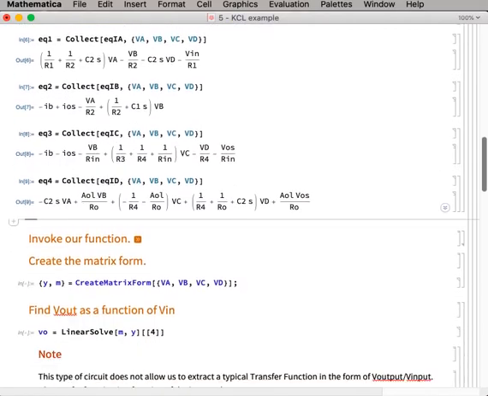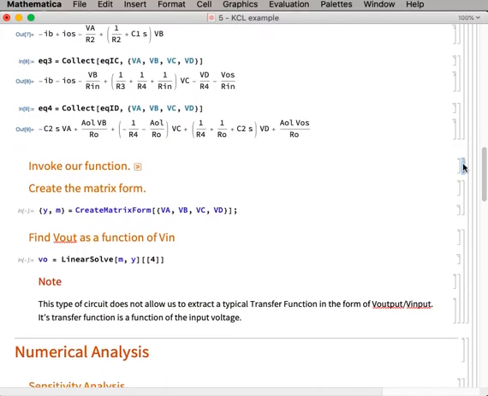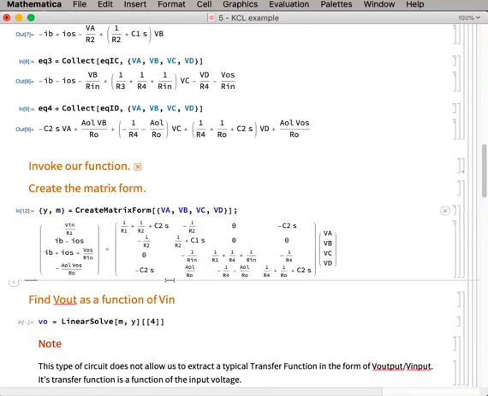Now we're going to invoke the function that we created in the second video and then create our matrix of this. And now here's all the constant terms, and they equal here are the terms of the transfer function matrix and the voltages.